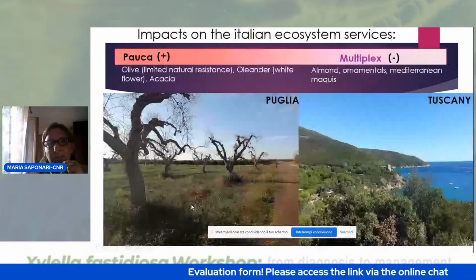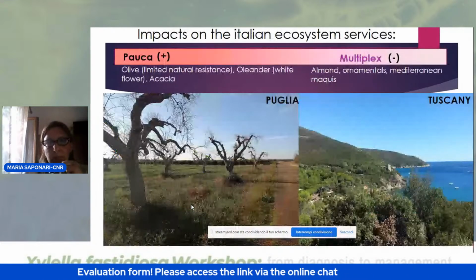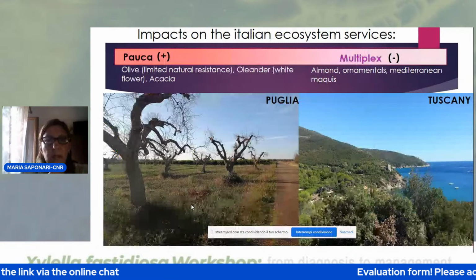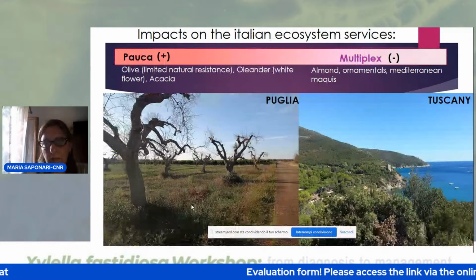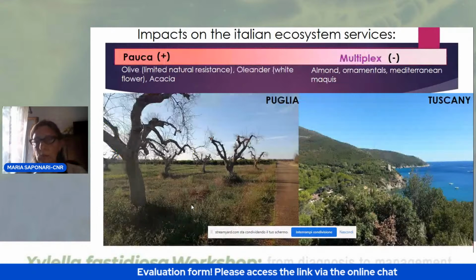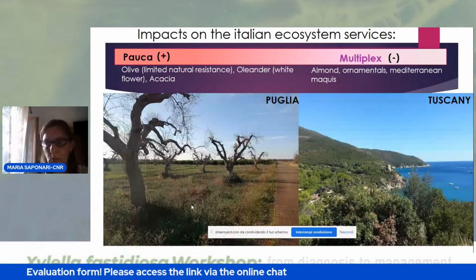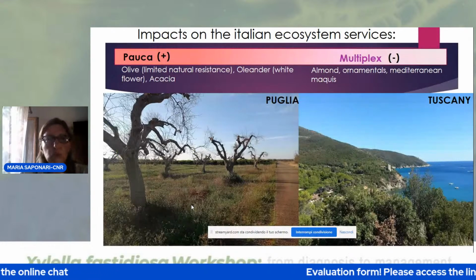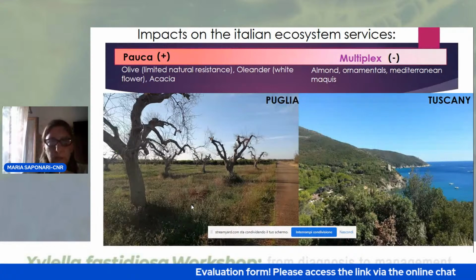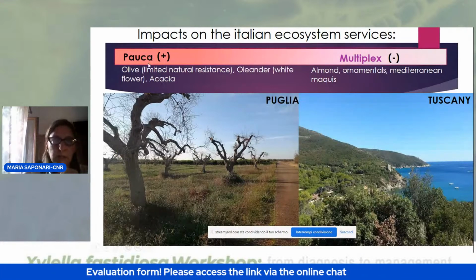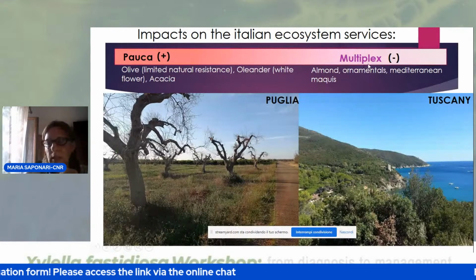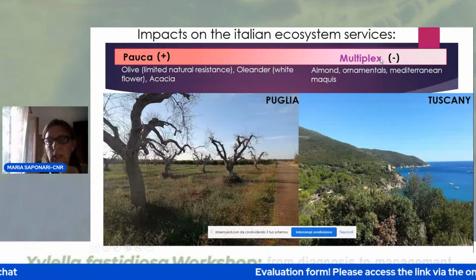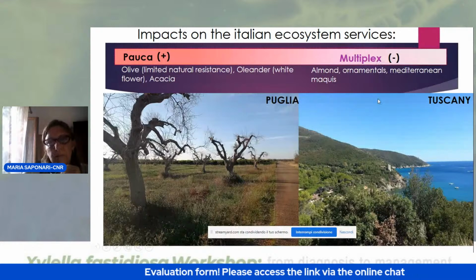Just quickly, the impact of Xylella in Italy on our ecosystem. The main outbreak is the one on olive in Apulia, but a few years ago, in 2018, another quite widespread outbreak was found in a promontory of the Tuscany region. The two outbreaks are not connected. We are dealing with a strain of the subspecies pauca for olive in Apulia, whereas the outbreak in Tuscany is an independent introduction and is caused by a strain of the subspecies multiplex.